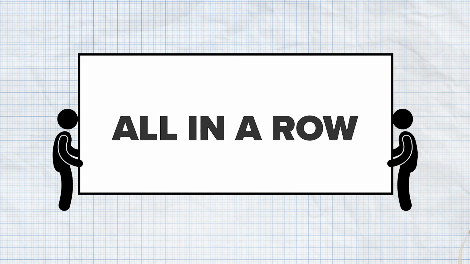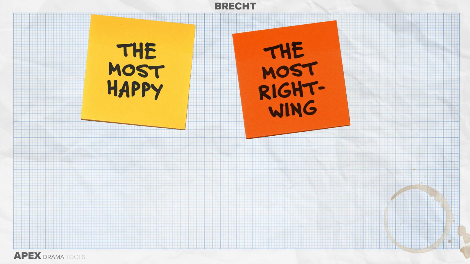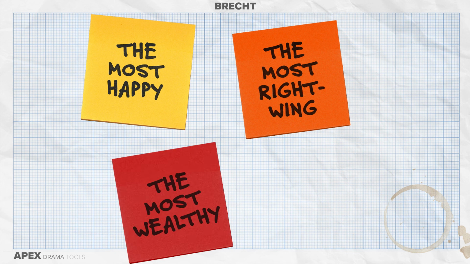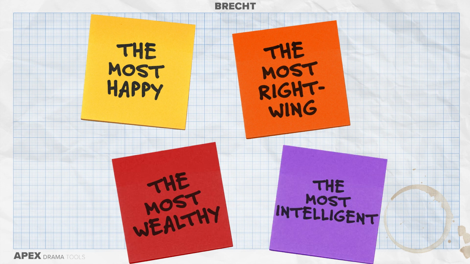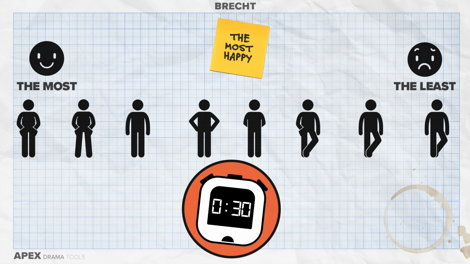All in a row. Assign the characters of the play to the group so everyone has a character. More than one person can play the same character. Prepare a list of categories such as the most happy, the most right-wing, the most wealthy, the most intelligent, etc. Then give the group 30 seconds to form one long line down the room, from the least to the most in relation to each other. Stick to the 30-second time constraint to limit too much overthinking or ponderance.